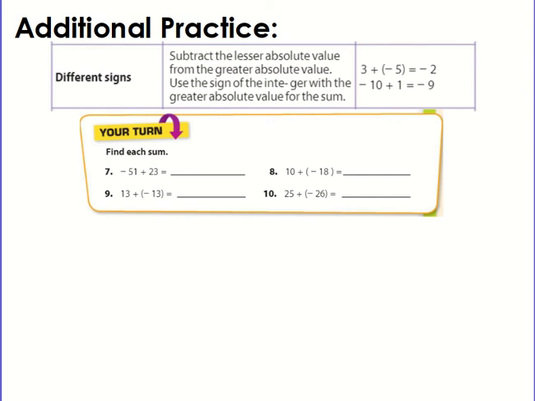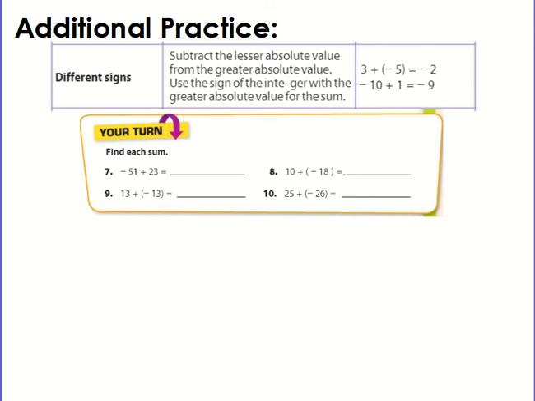So when we're adding with different signs, the rule says we're actually going to subtract the lesser absolute value from the greater absolute value. Remember that absolute value is how far away a number is from 0, which means the number is always positive. Then we use the sign of the integer with the greater absolute value for the sum. What that's saying is, whatever number had the bigger absolute value, our answer has the same sign. I know it's weird, we're subtracting, but it's really an addition problem.